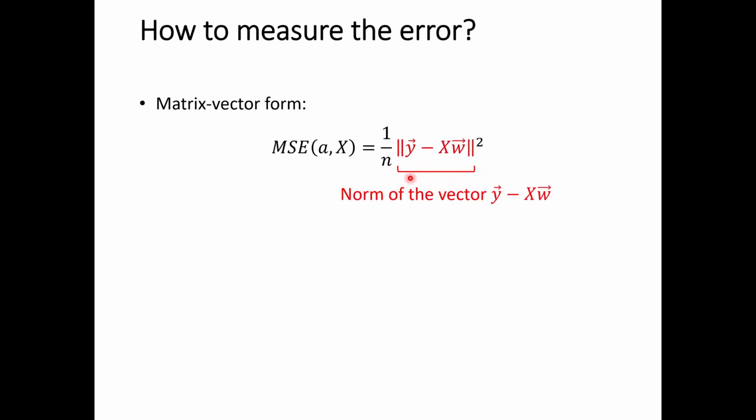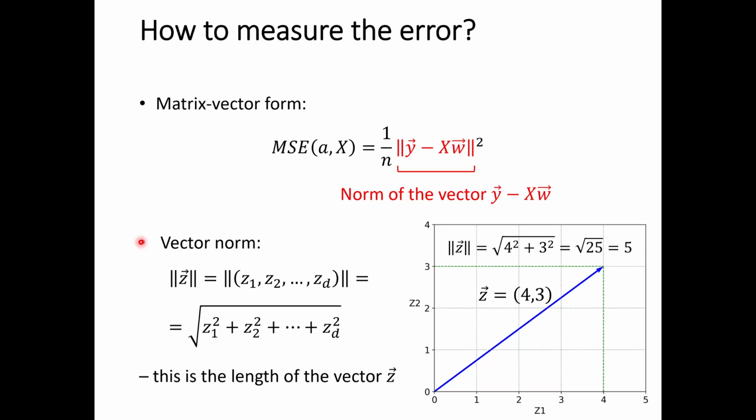This part represents a norm of the vector y minus the matrix X times the vector W. The norm of a vector is denoted by double vertical bars and represents the length or magnitude of the vector. It is calculated as the square root of the sum of the squares of the vector components. To understand what a vector norm is and how it is calculated, we can look at this illustration.